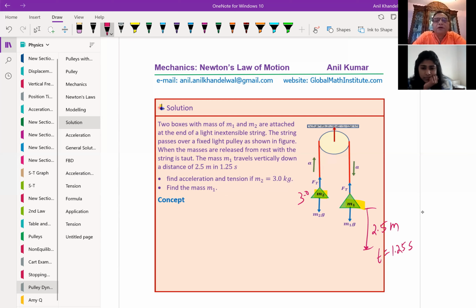So can you once again read the question and we will look into the concept of solving this particular question. Yes. Two boxes with masses m1 and m2 are attached at the ends of a light inextensible string. The string passes over a fixed light pulley, as shown in the figure. When the masses are released from rest, with the string taut, the mass m1 travels vertically down a distance of 2.5 meters in 1.25 seconds. Find the acceleration and tension if m2 is 3 kg, and then find the mass m1.